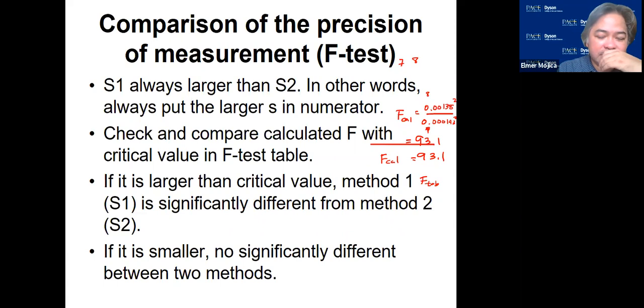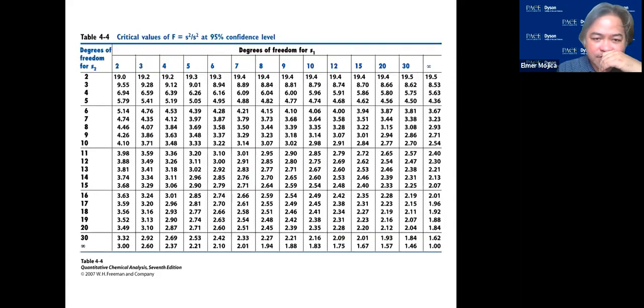I'll go to the one that has 7 and 6. So S1, I have here what? 7. And then I match it with the one that has the 6. So I end up, the F-table is 4.21.